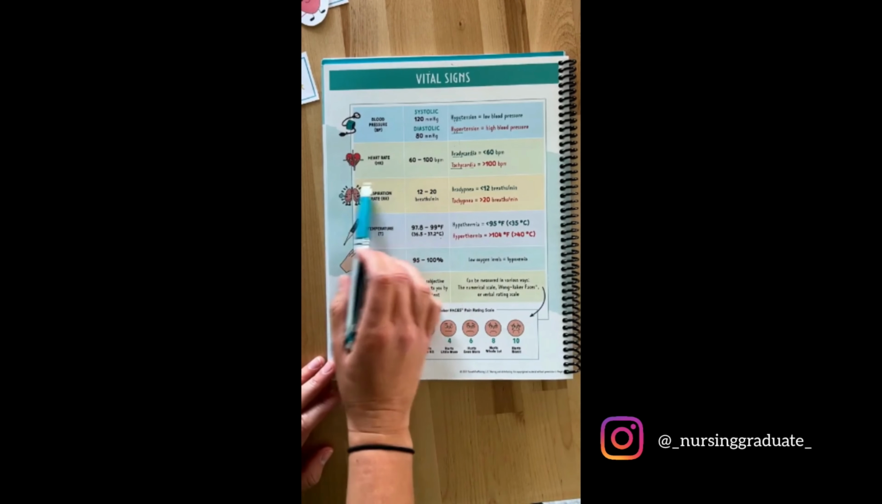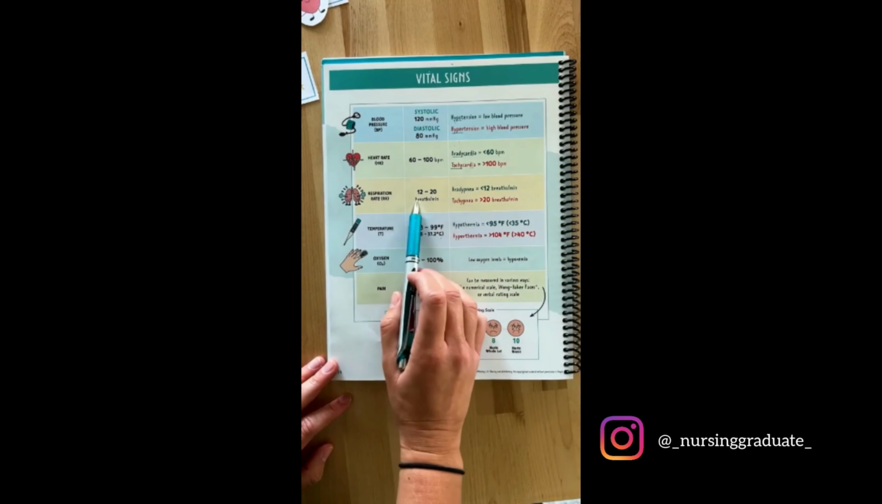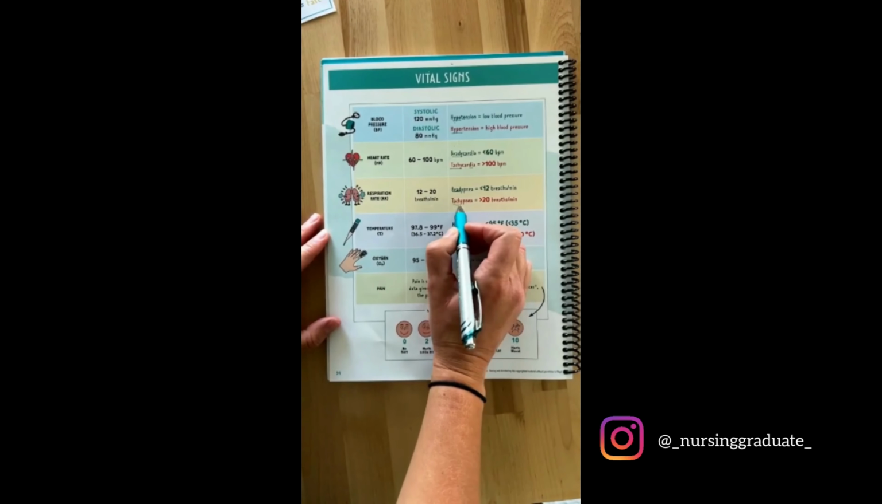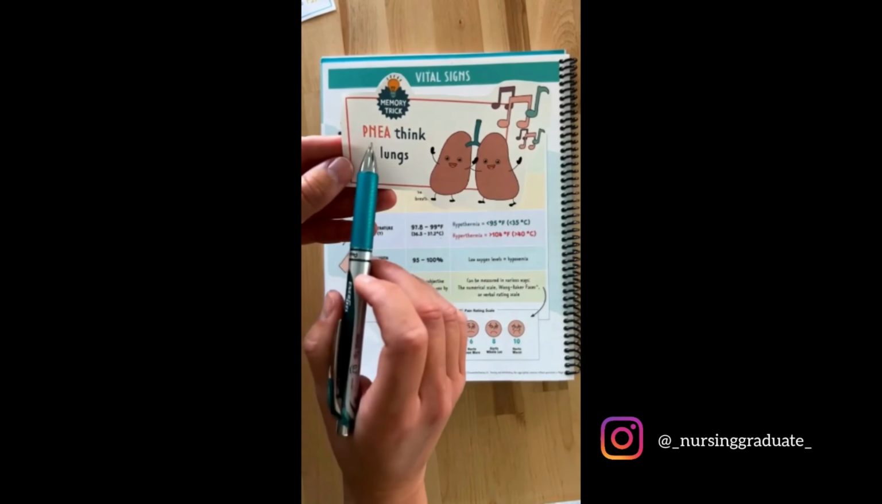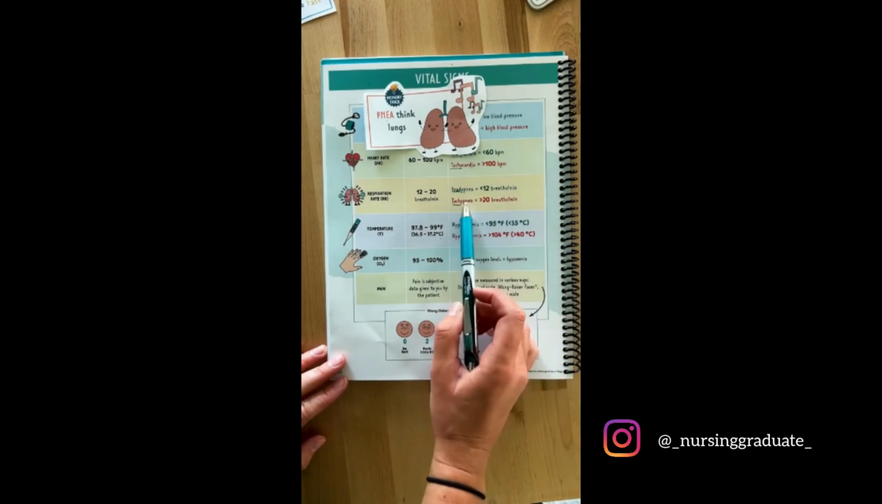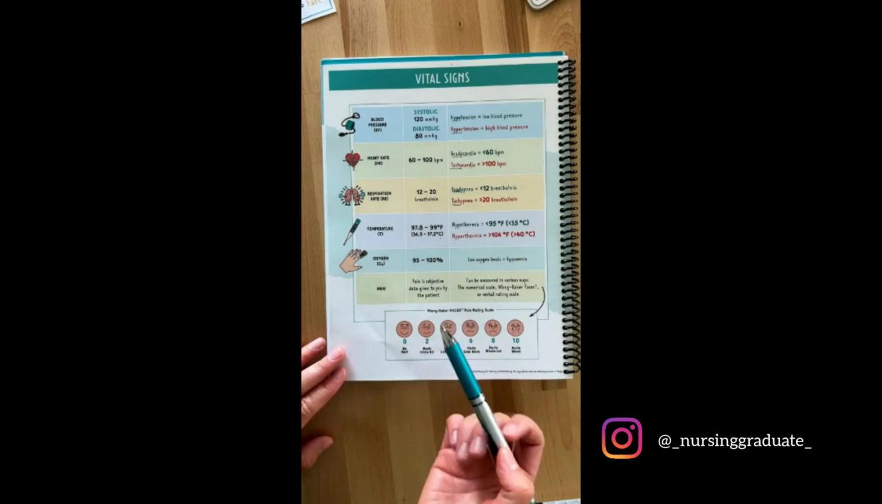Next is our respiratory rate or respiration rate. A normal respiratory rate is 12 to 20 breaths per minute. Again, we see that brady and that tachy. So brady means slow and tachy means fast. But whenever you see pnea, you want to think of the lungs. So brady means that you have a slow respiratory rate and tachy would mean that you have a fast respiratory rate.